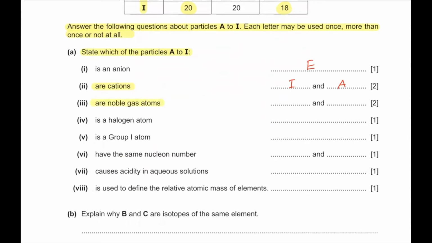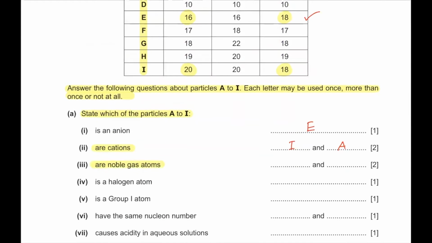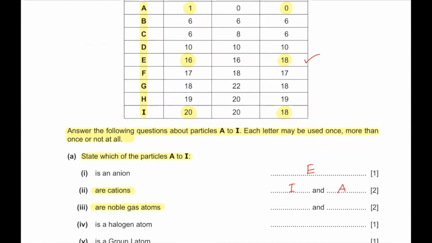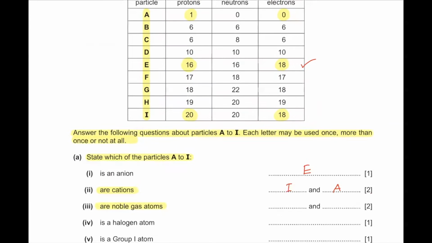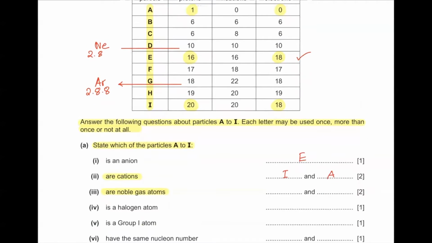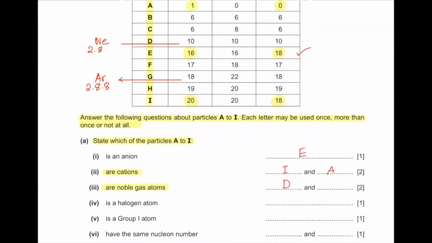Which are noble gas atoms? In order to be a noble gas atom, it must have a noble gas electronic configuration. So we know proton number 18 stands for argon, and proton number 10 stands for neon. Neon has an electronic configuration of 2,8. Argon has an electronic configuration of 2,8,8. So it will be D and G.